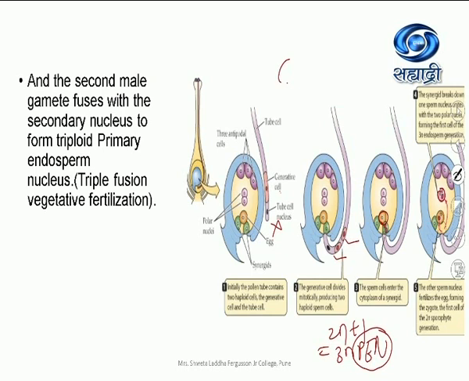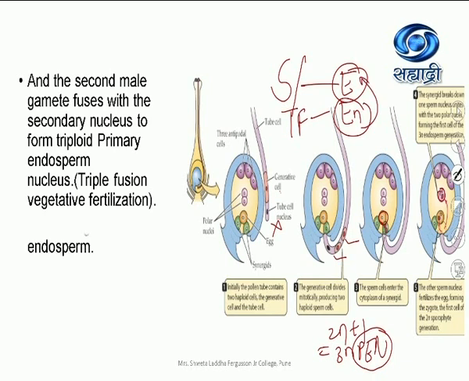First fertilization is called as syngamy, or it is called as generative fertilization. What is the result? Formation of embryo. The second fertilization is called as the triple fusion. Result is formation of endosperm. What is the endosperm ploidy? Triple N. What is the ploidy of embryo? Diploid. What is the function of endosperm? It is going to nourish the developing embryo. This later gives rise to endosperm.